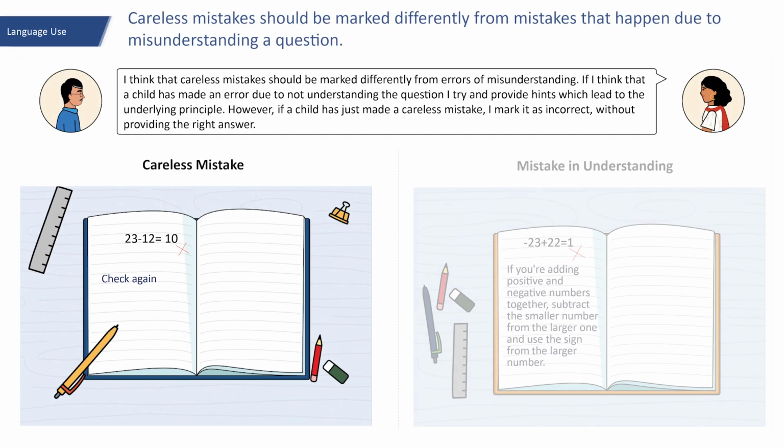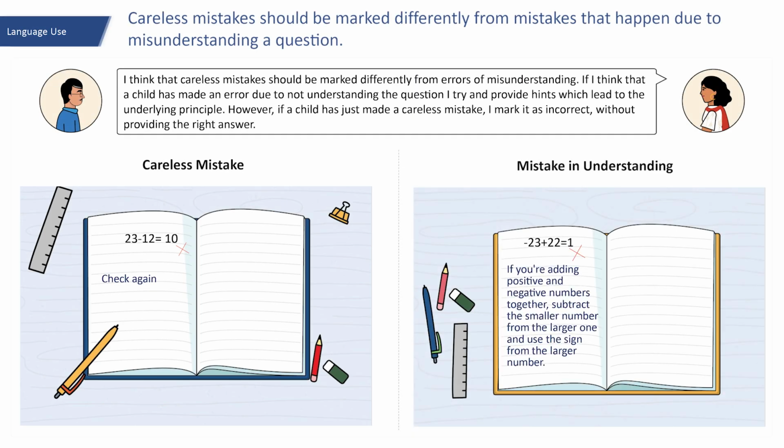I think that careless mistakes should be marked differently from errors of misunderstanding. If I think that a child has made an error due to not understanding the question, I try and provide hints which lead to the underlying principle. However, if a child has just made a careless mistake, I mark it as incorrect without providing the right answer.